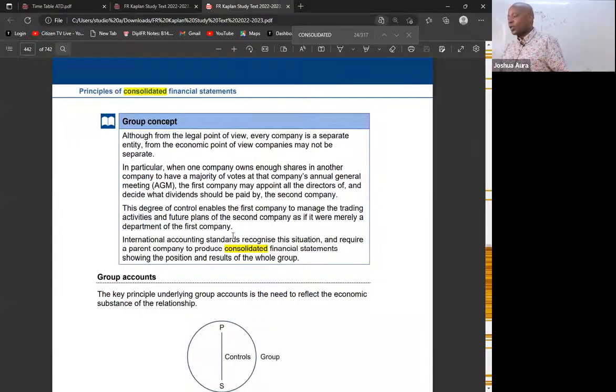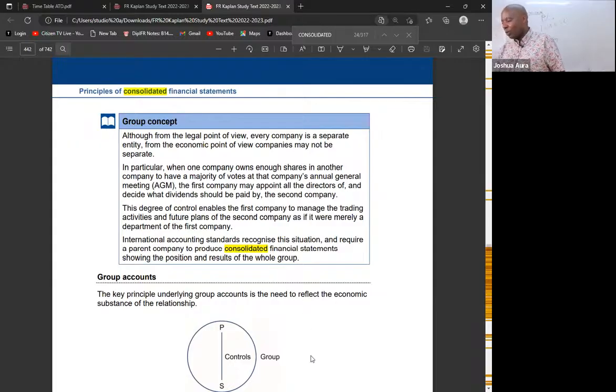International accounting standards recognize this situation and require a parent company to produce consolidated financial statements showing the position and results of the whole group.